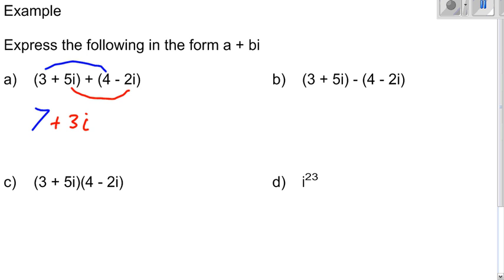For subtracting, let's distribute the negative. So you change the signs. Then add the real parts. 3 and -4 is -1. 5i plus 2i, that'll be 7i.